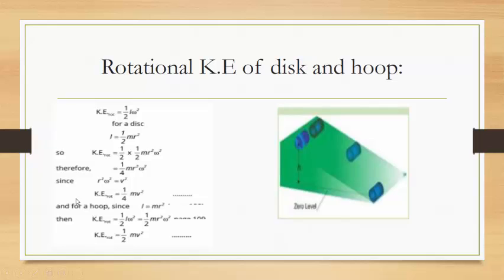Now we come towards the hoop, and the moment of inertia of hoop is equal to mr square. Now we insert this value of I into the rotational kinetic energy general formula, which is 1 by 2 I omega square. After inserting the values, this becomes half mr square omega square, and after simplification by replacing r square omega square by v square, we get half mv square. This is the relation for rotational kinetic energy of a hoop.